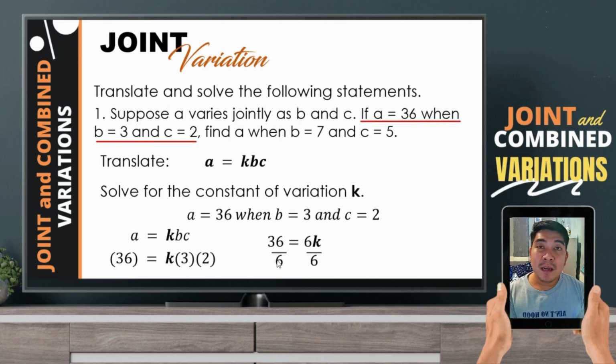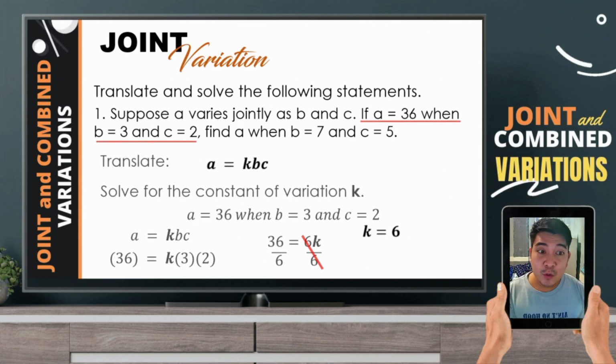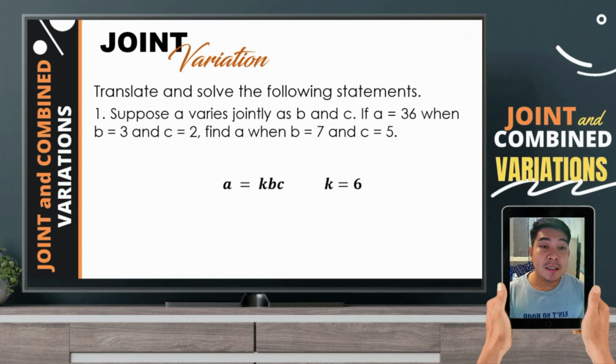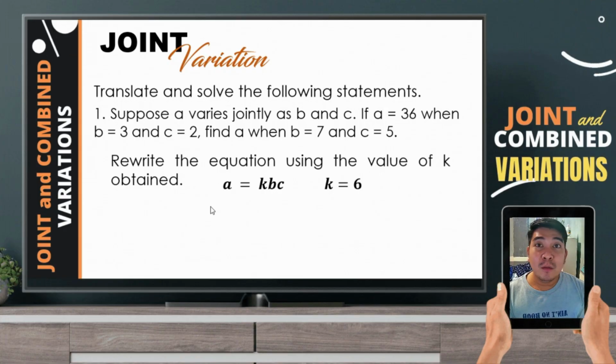So 36 divided by 6, that will be 6. 6K divided by 6, that will be K. So therefore, the value of K is equal to 6. After getting the value of K, which is equal to 6, the next step is to rewrite the equation using the value of K obtained.